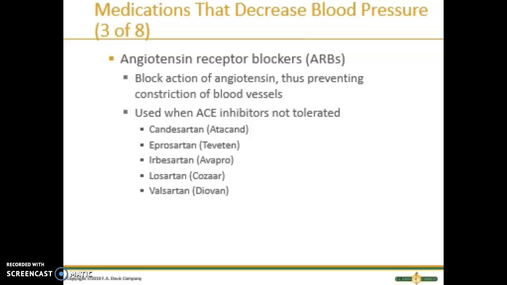Okay, so then we talked about the angiotensin receptor blockers, the ARBs, and these block actions of angiotensin, thus preventing constriction of blood vessels. These are used when ACE inhibitors are not tolerated by the patient. Some examples might be eprosartan or losartan, and you'll be working on these during your essential reviews.